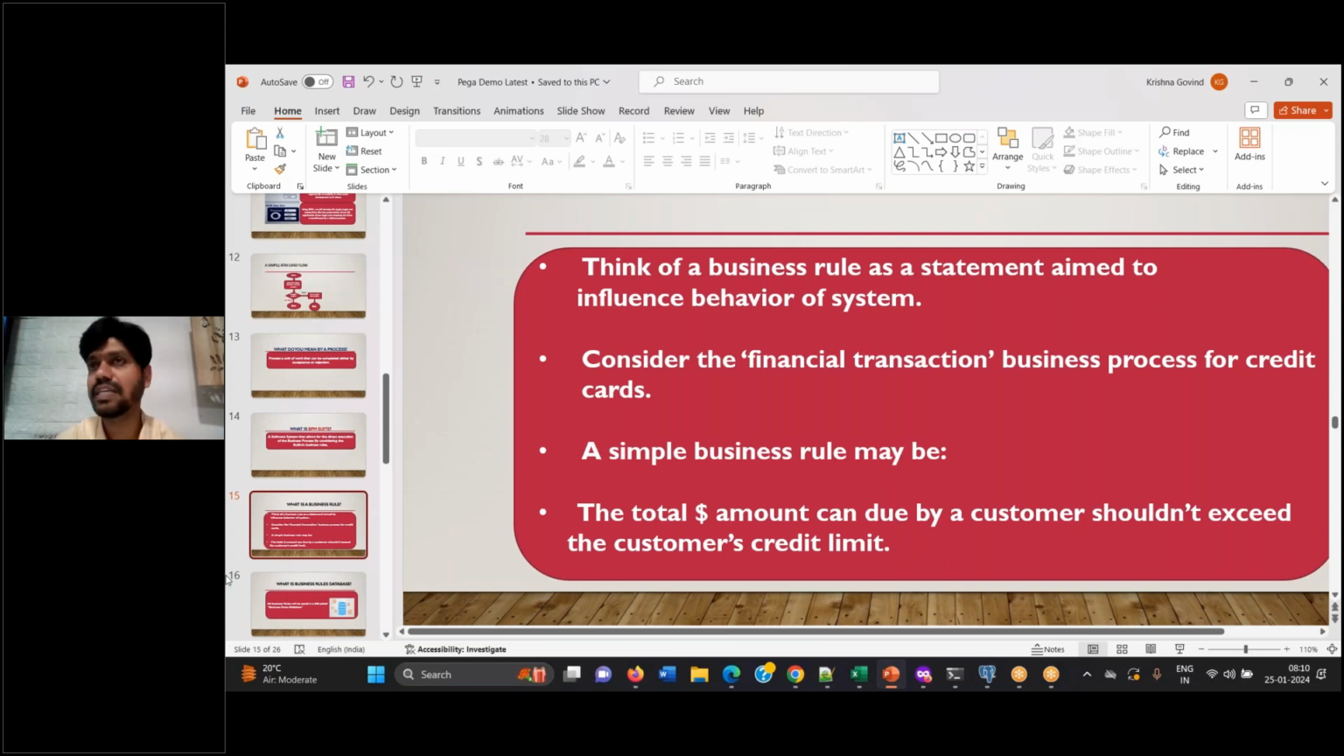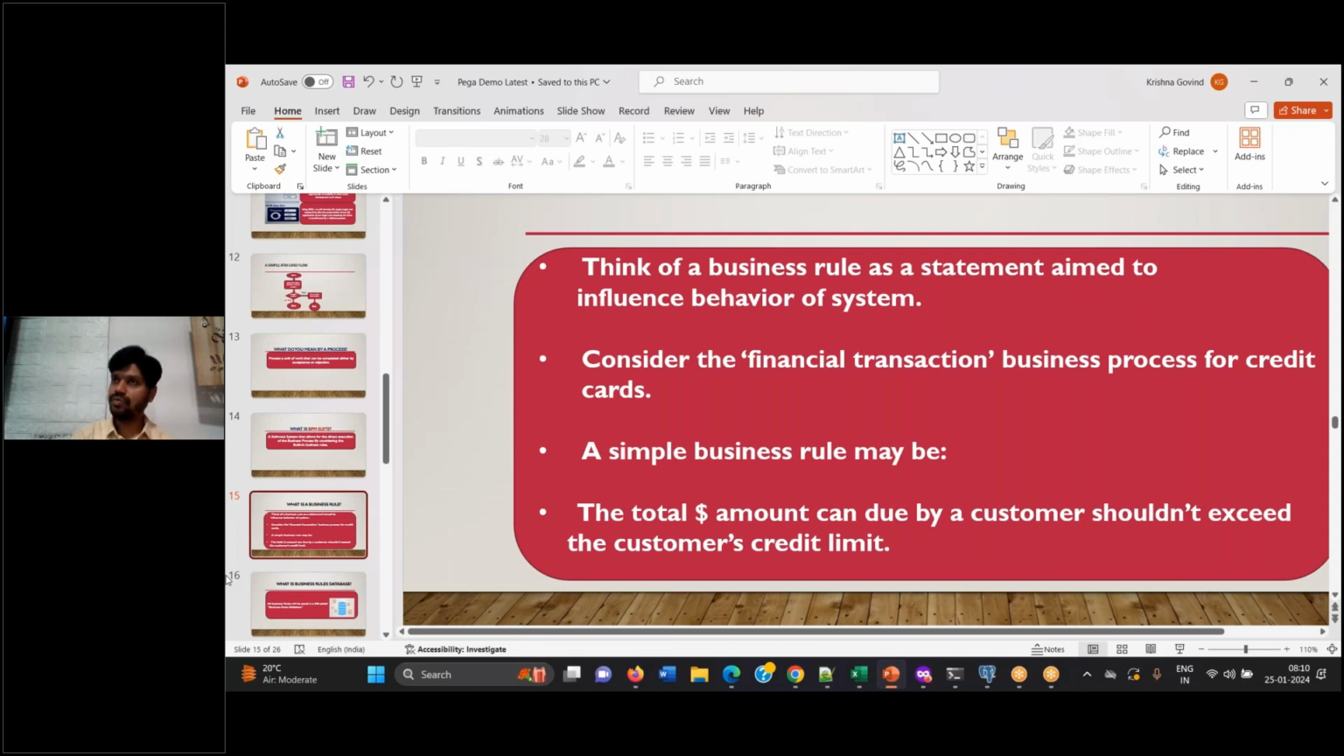Take a financial transaction business process of a credit card system. See, I have a credit card. I went to a purchase center. I have purchased around 3 lakhs, and I want to pay using my credit card. My credit card limit is 2 lakhs only. I'm trying to pay. What happens when I swipe and enter the PIN number? Transaction rejected or declined, insufficient funds or limit exceeded, something like that.